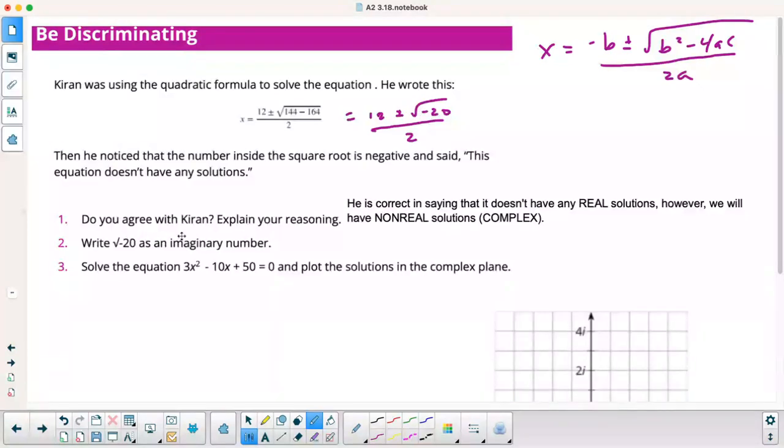All right, write the square root of negative 20 as an imaginary number. So again, this textbook kind of is weak in simplifying radicals. So you could write square root of 20i. That's good enough for our book.